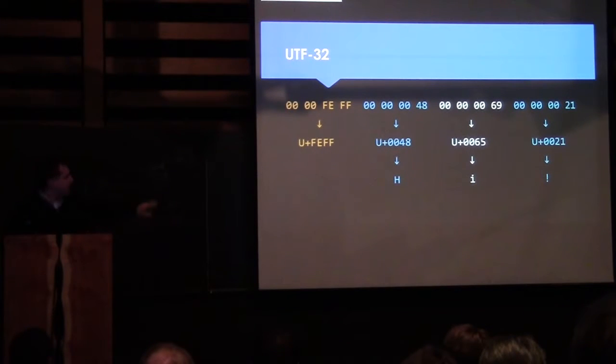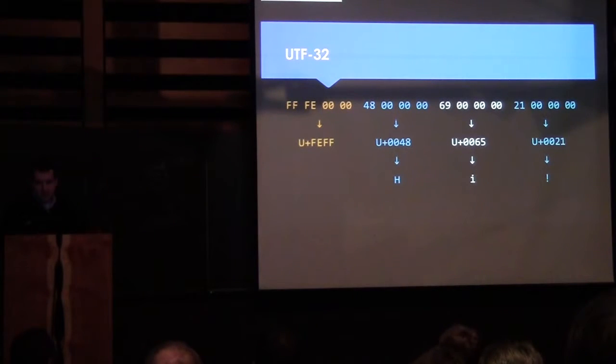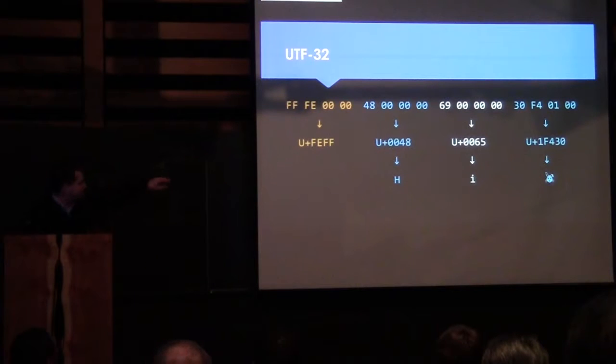So again, it requires a byte order mark. So here we have the big endian string, and we can also represent little endian strings. Most importantly, though, we can encode characters that are larger than 0xFFFF. So here we have a little rabbit with a floppy ear or something.